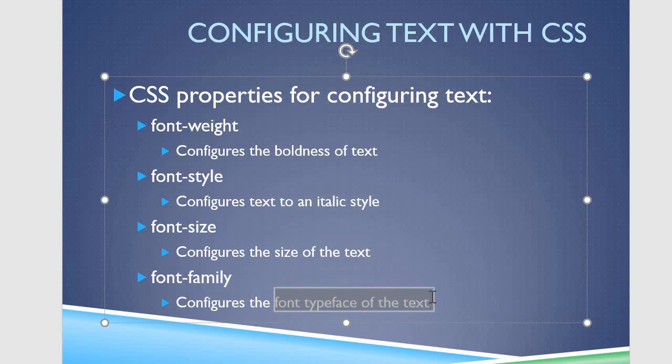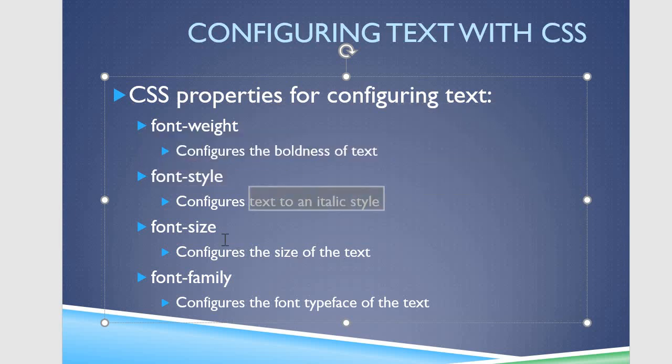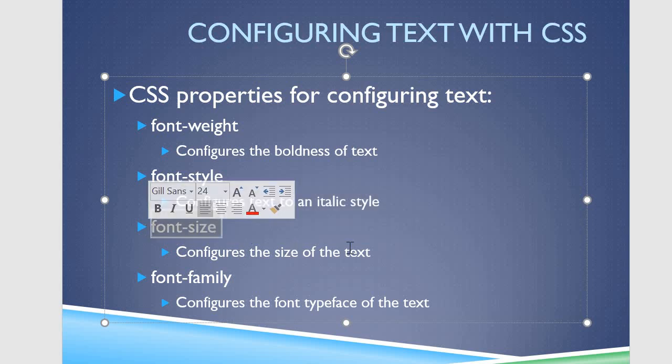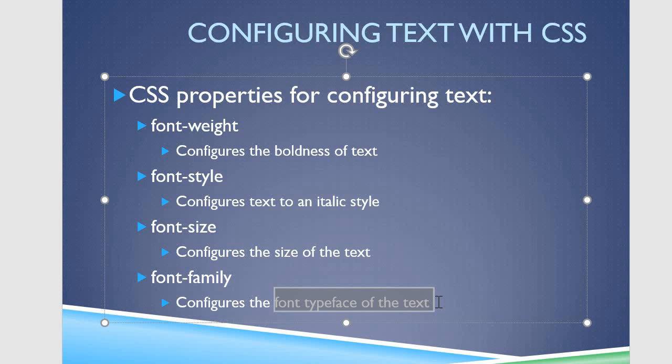Font weight, boldness of the text. Font style, text to an italic style. Font size of the text. Font family, font typeface of the text. These are some of the CSS properties for configuring the text.